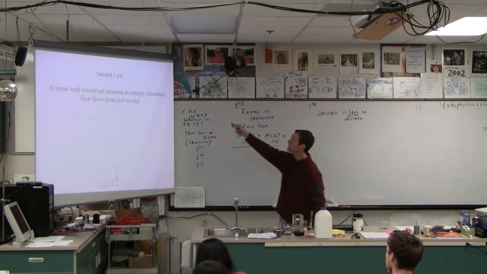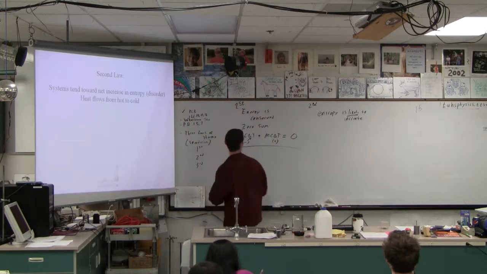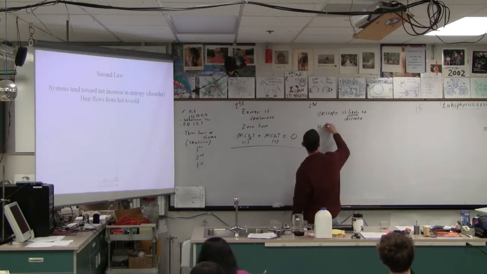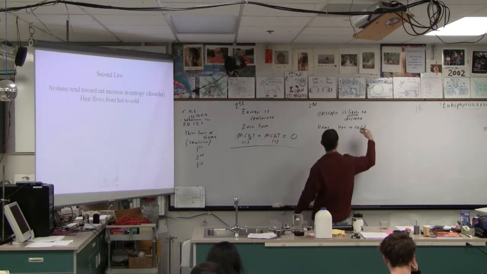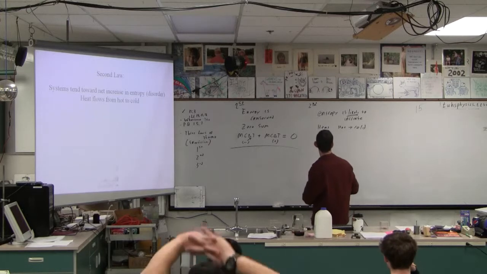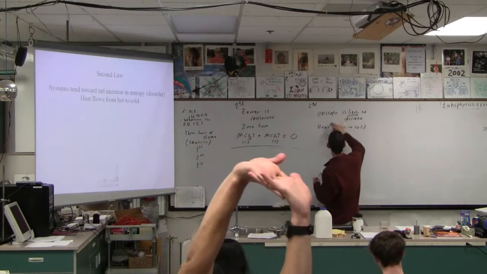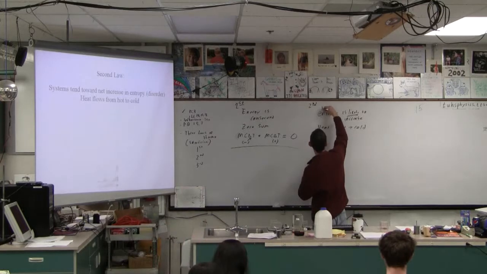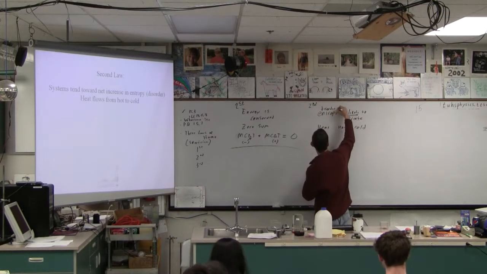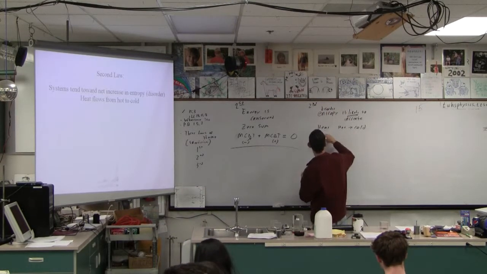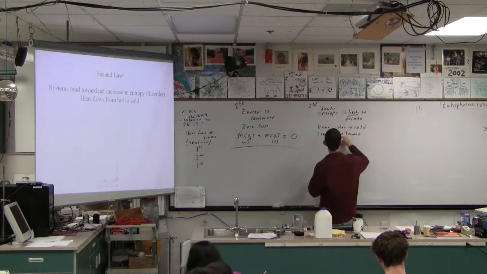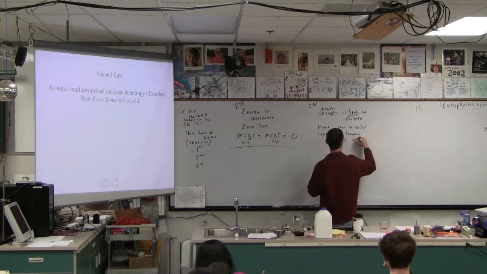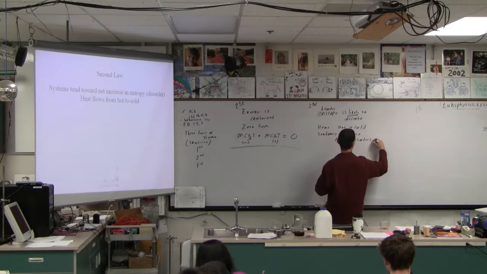Another way to say the second law is that heat flows from hot to cold. Heat flows from hot to cold. But again, this is the same thing. It's likely to become more disorderly. So entropy is disorder, and things have a tendency to become more disorderly.